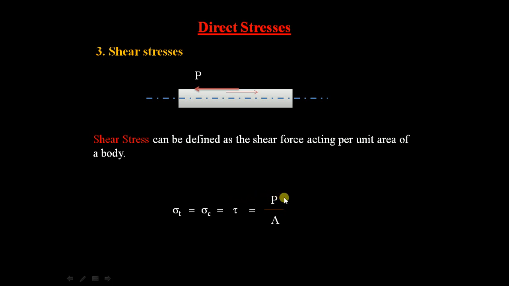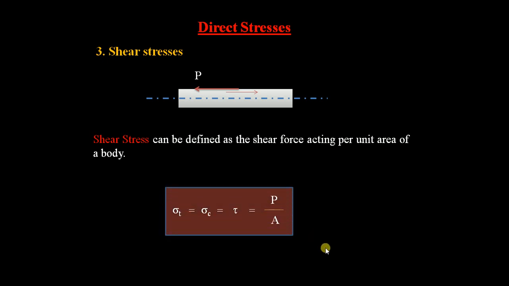Okay, here the P, according to the type of the stress, we need to consider the P, that is the force or load we are applying over the body. So that is about stress and its types. Next, we go for discussing about strain.